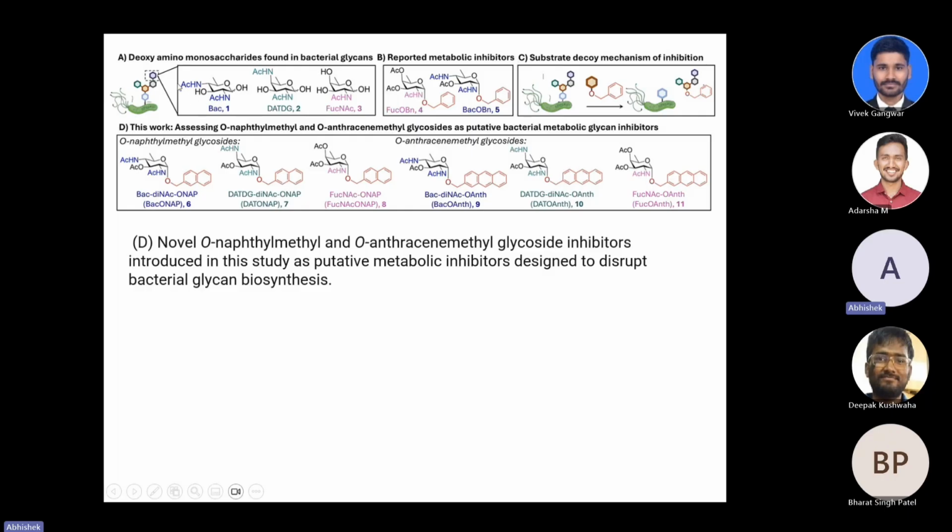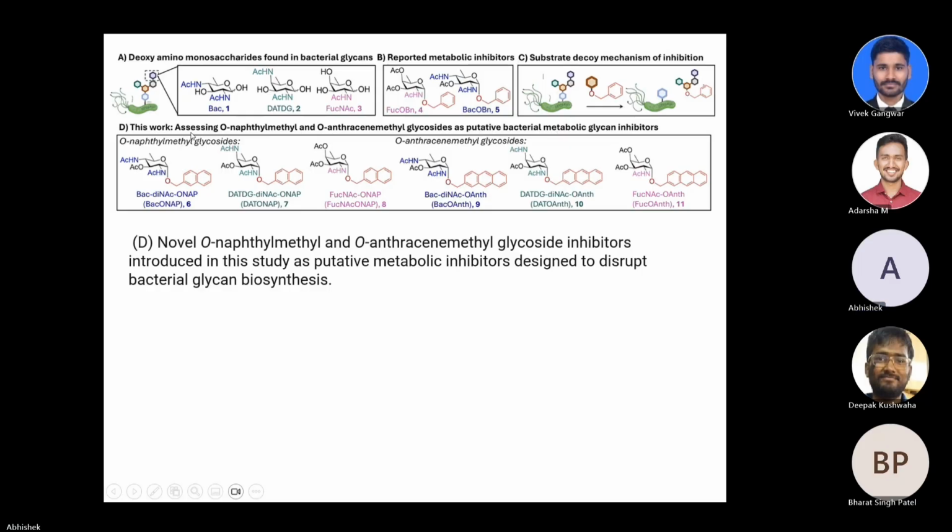These are the previously reported molecules, that is deoxyamino monosaccharides found in bacterial glycans: that is BAC1, DGJ2 and FUCNAC3. These are the reported metabolic inhibitors, that is 4 and 5, and these represent a substrate decoy mechanism of inhibition. Coming to this work, in this paper, assessing O-naphthylmethyl and O-anthracenemethyl glycosides as putative bacterial metabolic glycan inhibitors.